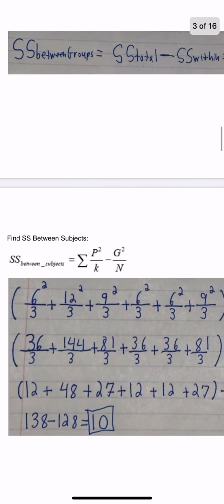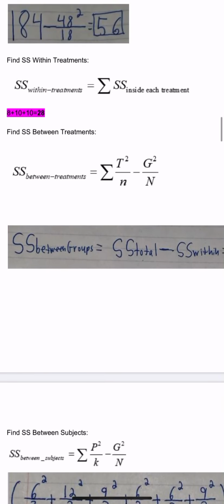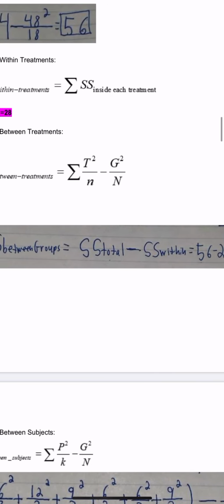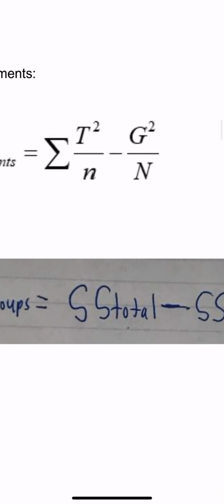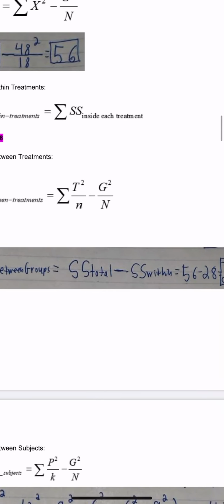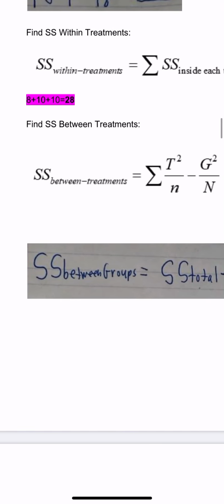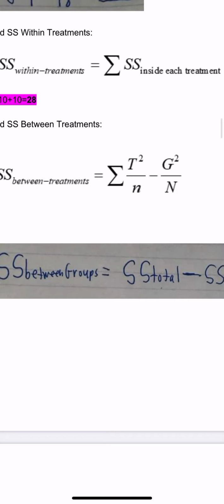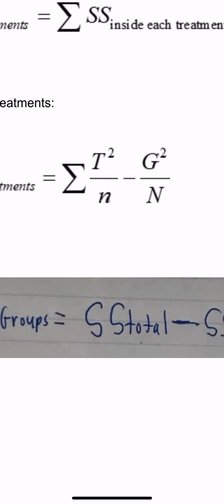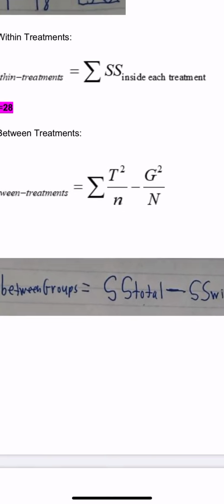Then SS between subjects. All right, so this is a longer formula. Oh, but I missed this. So SS between treatments, okay, you could do the sum of T squared divided by little n minus G squared over big N. Or you can always just do the simplified formula of SS total minus SS within will give you SS between treatments. All right, on the next question, we'll go over these steps. However, you won't really ever have to do them, but I recommend you do to check your work.